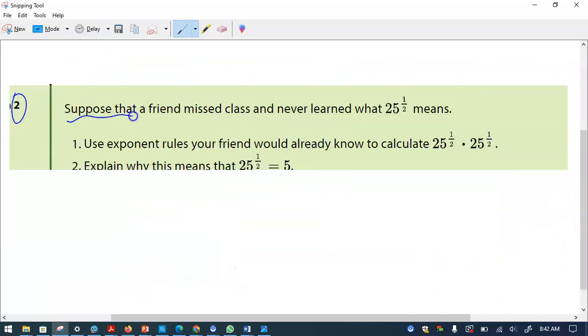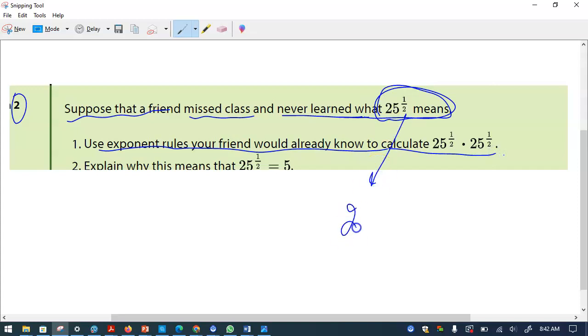Question number 2 is, suppose that a friend missed class and never learned what 25 raised to the half means. Use your exponent rules. Your friend already knows how to calculate this. So that means you multiply 25 raised to half by itself. Let's see what you get here.